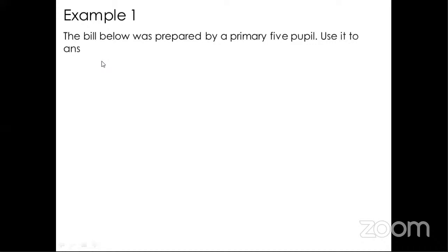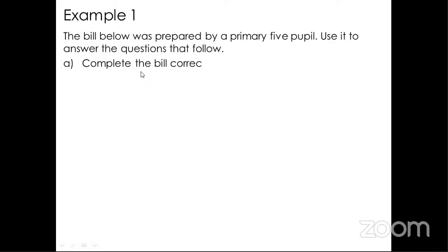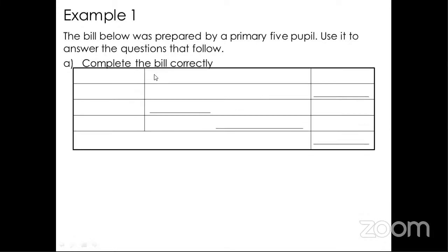Example 1. They are saying the bill below was prepared by a primary 5 pupil. Use it to answer the questions that follow. So let's see. The first question is saying complete the bill correctly. Complete the bill correctly.